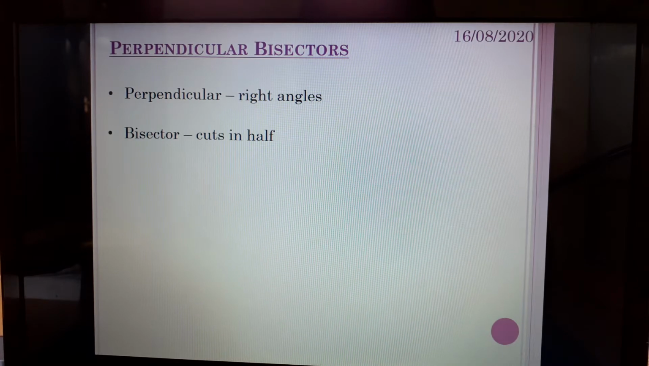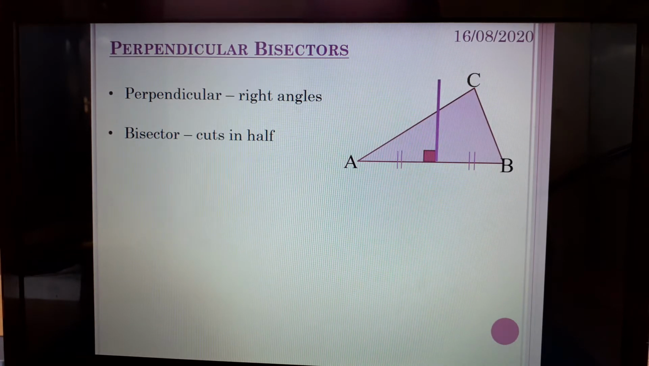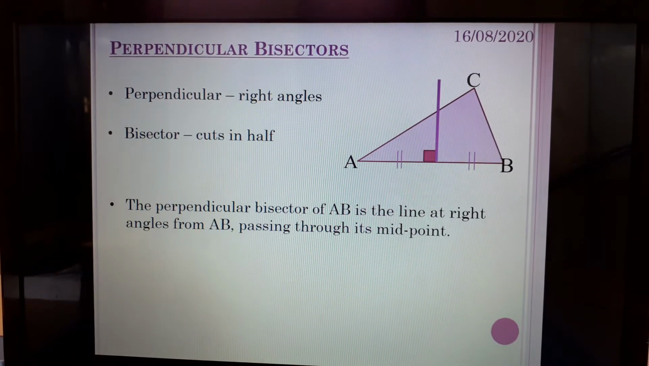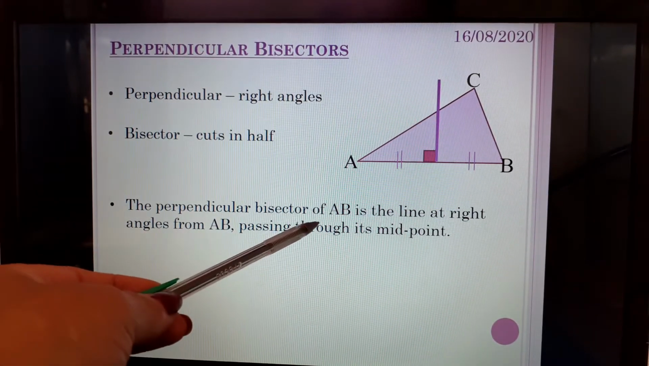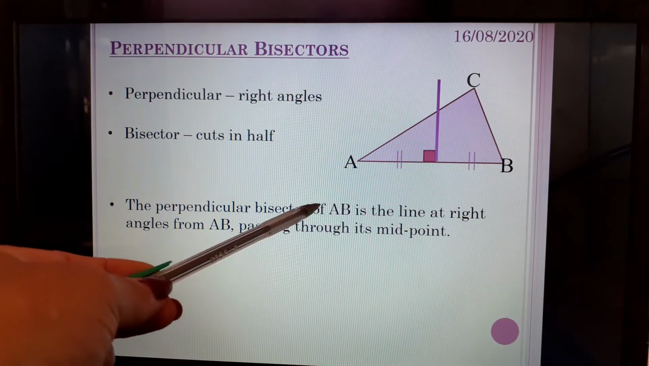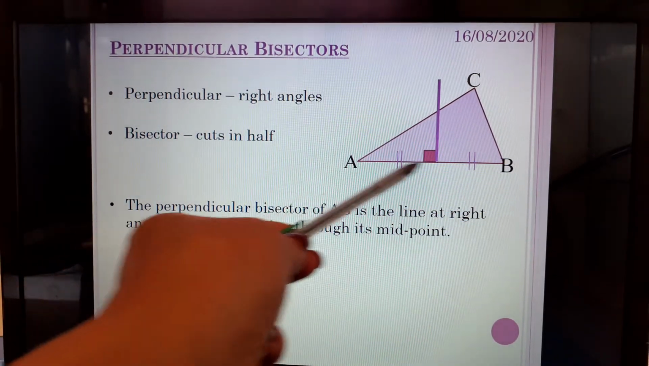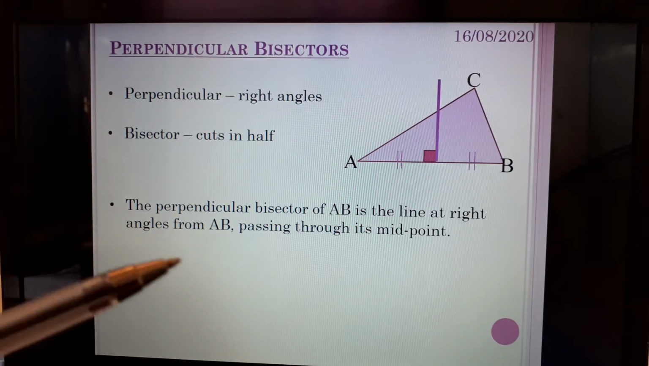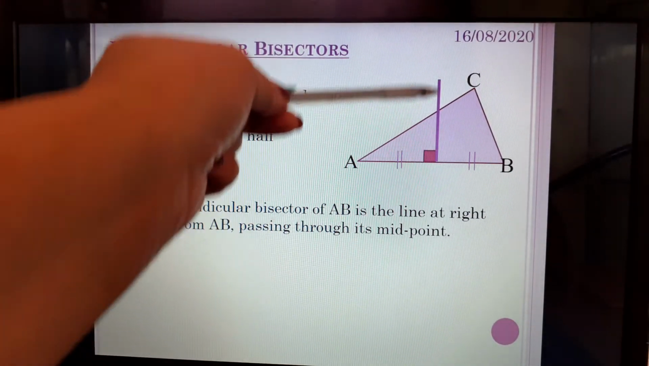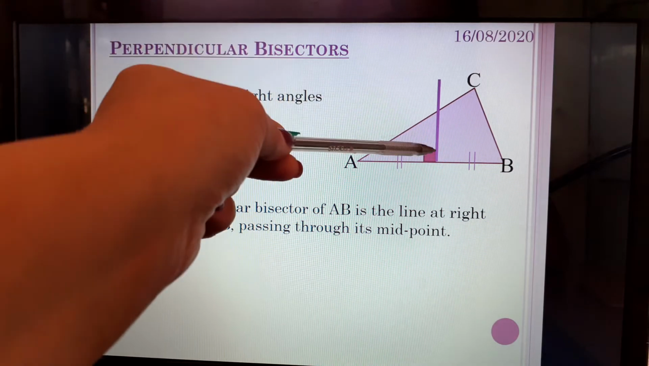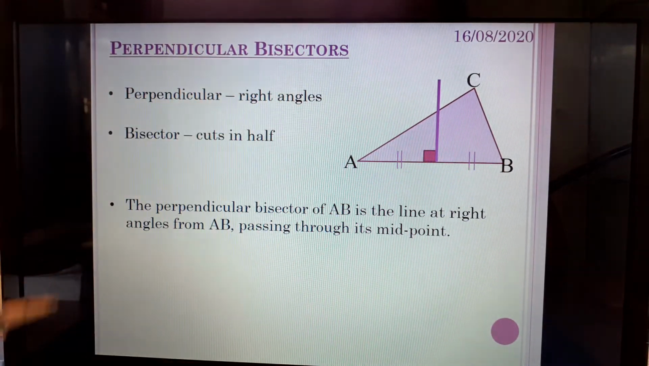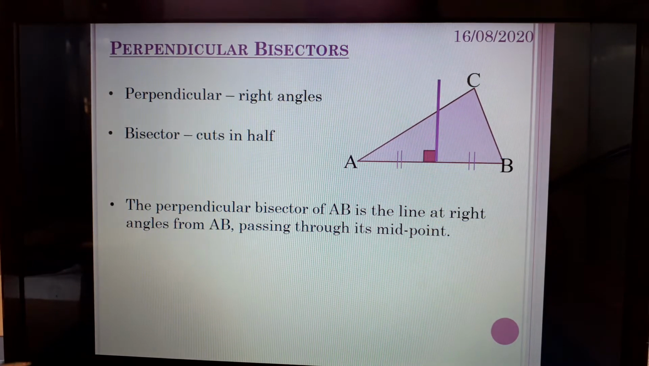Okay, so here's an example of a perpendicular bisector of AB. That means it's the perpendicular bisector from the coordinates A and B, which is the line AB. So the perpendicular bisector itself is a line, there it is there. And it's a line that comes at right angles to the line AB, but it's also right in the middle of AB, passes through its midpoint. Okay.